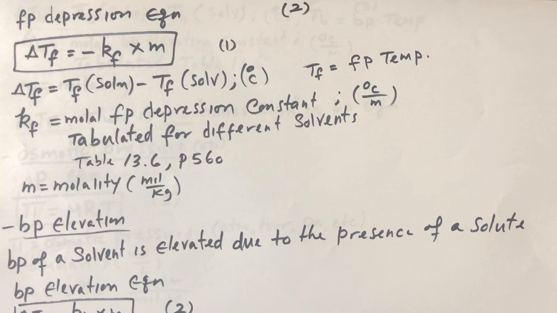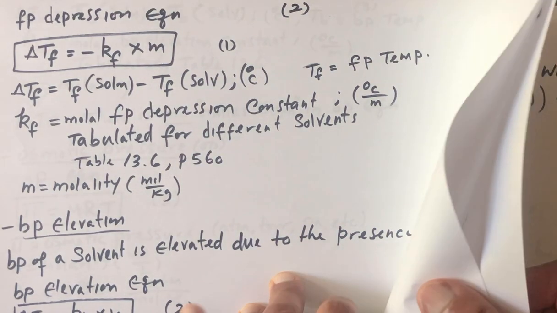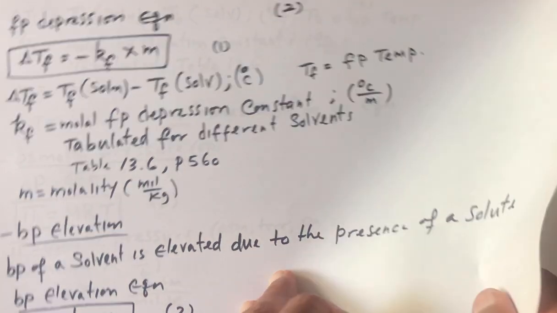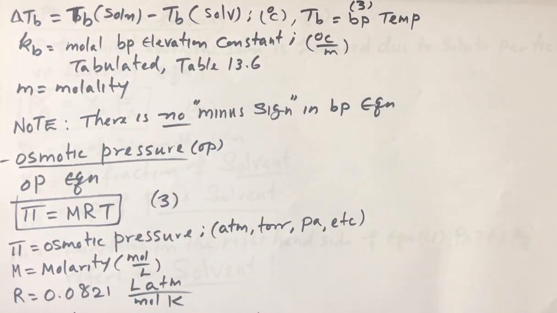So the equation for that is delta TB equal to KB times m. Note that there is no negative sign here because there's an elevation in the boiling point, compared with the negative sign that we had for equation 1, which refers to a depression or a lowering of the freezing point. So let me go to the next page, and then we'll be looking at another colligative property. But first, let's define the symbols again.